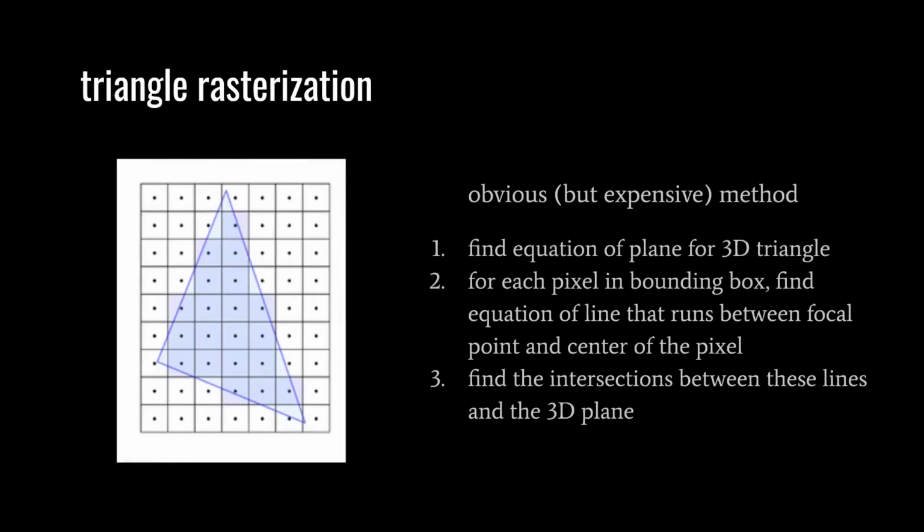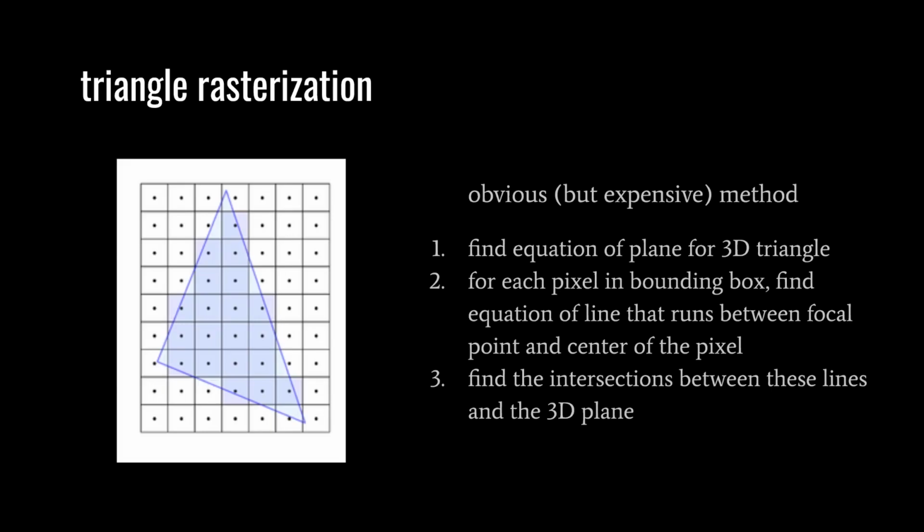So triangle rasterization, how could we do this? Well, there's a fairly obvious solution, which unfortunately is quite expensive. What you would do is, well, we have 3 points in 3D space, and given 3 points in 3D space, you can figure out the planar equation, and for each pixel, we can compute the equation of the 3D line that runs from the focal point and through that pixel center, and with these two equations, we can solve for where x, y, and z satisfies both equations.